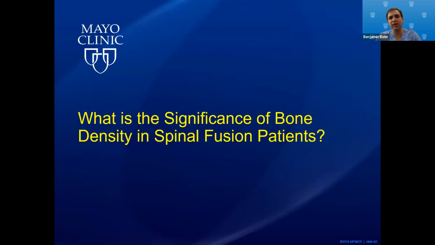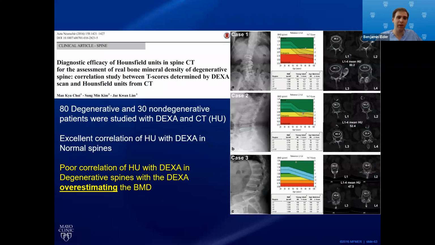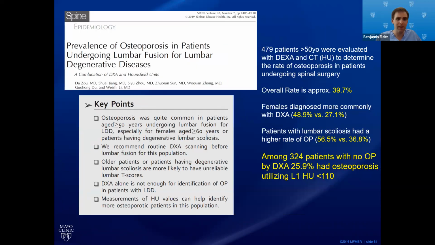And so what is really the significance if we look at bone density in our spine fusion patients? So this was a study to look at patients who were undergoing surgery to just see how many patients were osteoporotic and how the Hounsfield units compared to DEXA. And so in this, there's a poor correlation of Hounsfield units with DEXA in degenerative spines, and the DEXA typically overestimated the bone mineral density.